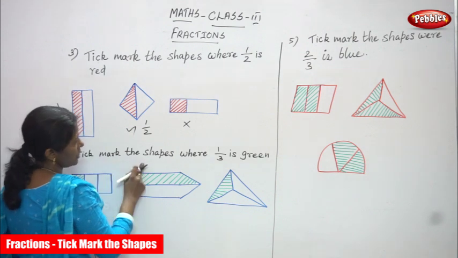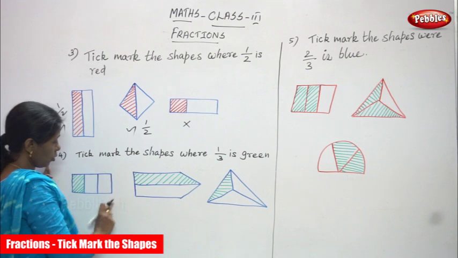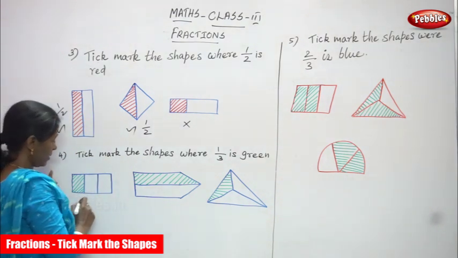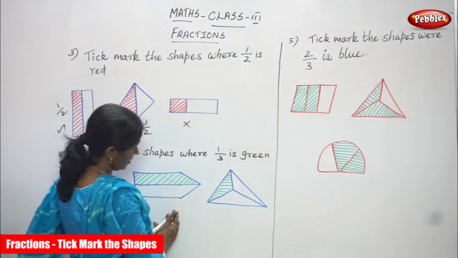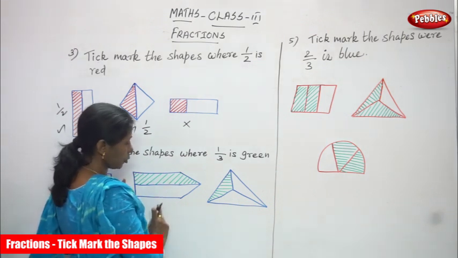And tick mark the shapes where 1 by 3 is green. See, look at this diagram. This is cut into three parts. So I shaded only one portion in green color. So I put a tick mark. This is also a diagram. This object looks like a pencil shape, but I cut into two parts.